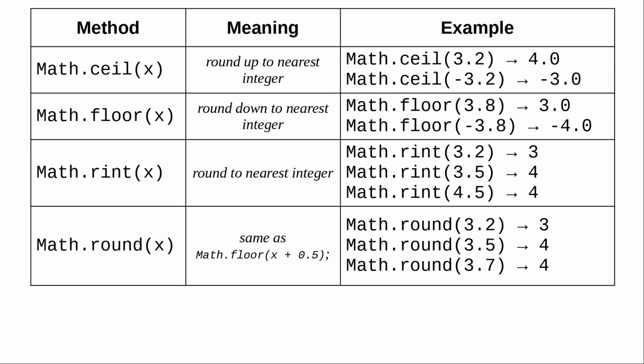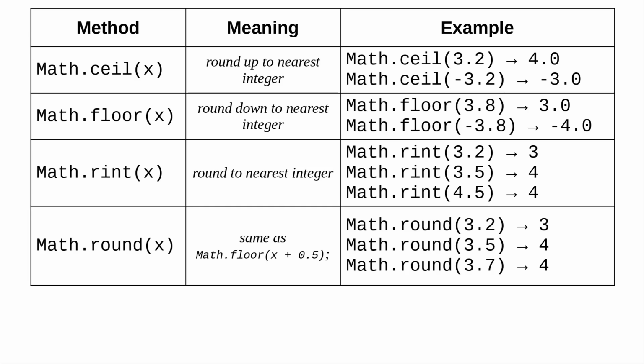Here are methods for rounding. Ceiling rounds up to the nearest integer, floor rounds down to the nearest integer. Notice their behavior with negative numbers. Rint rounds to the nearest integer. If a number is exactly between two integers, it rounds to the nearest even integer. Half the time it'll round up, half the time it'll round down, and it'll all average out.